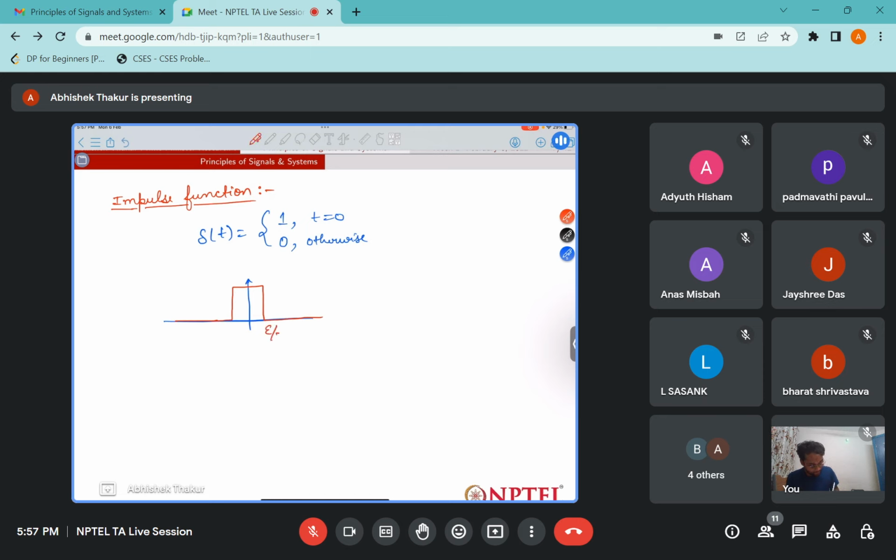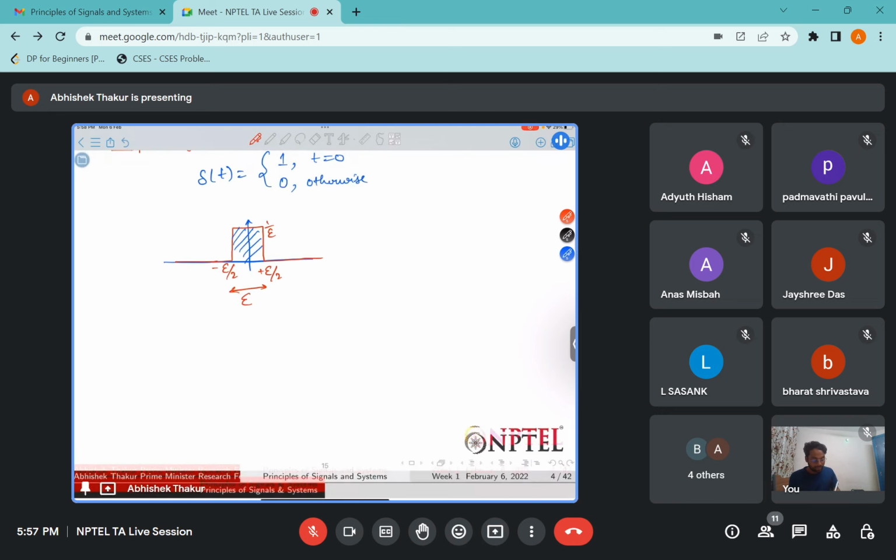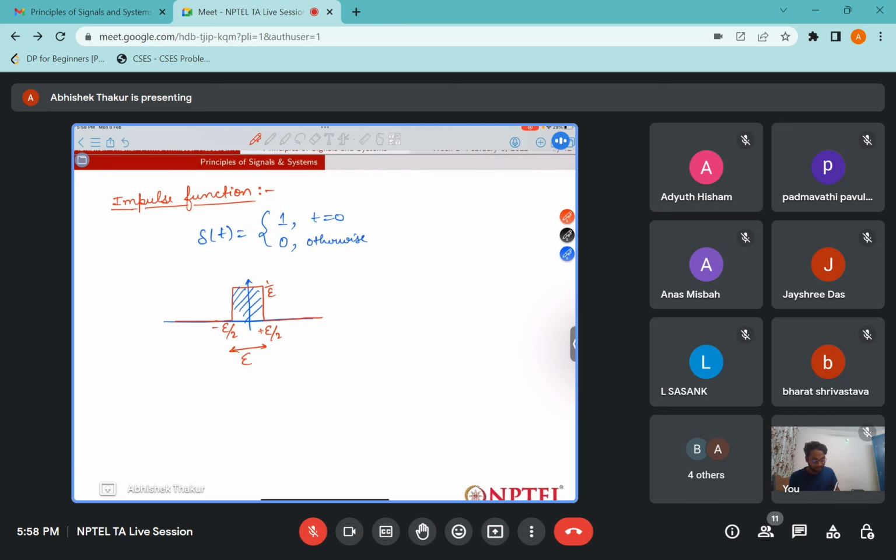Let's suppose this is epsilon by 2, this is negative epsilon by 2, and this height will be 1 by epsilon. So this is the definition of the impulse function, meaning the area should be equal to 1. Whatever the width is, here the width is epsilon, because epsilon by 2 minus of minus epsilon by 2 will be epsilon. And to get the area as 1, what will be the height? Epsilon into 1 by epsilon is equal to 1.